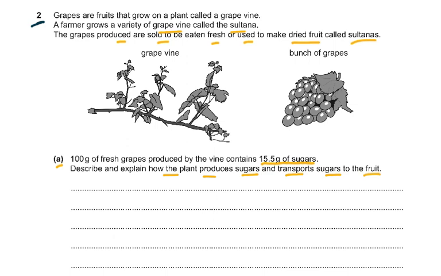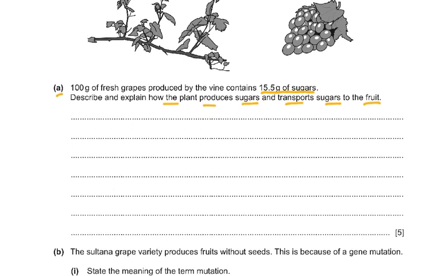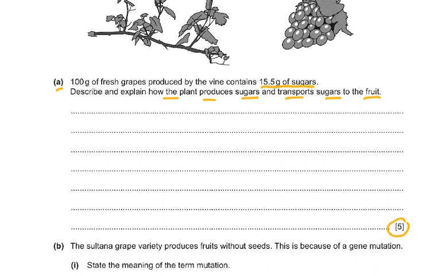So basically it's a very, very detailed question because it is for 5 marks. So what are you going to talk about? You're going to first talk about photosynthesis, light absorbed by chlorophyll, water and carbon dioxide react or combine, and glucose and oxygen is formed. Then the glucose is converted to sucrose, and then this sucrose is transported in the phloem by the process of translocation or by active transport.